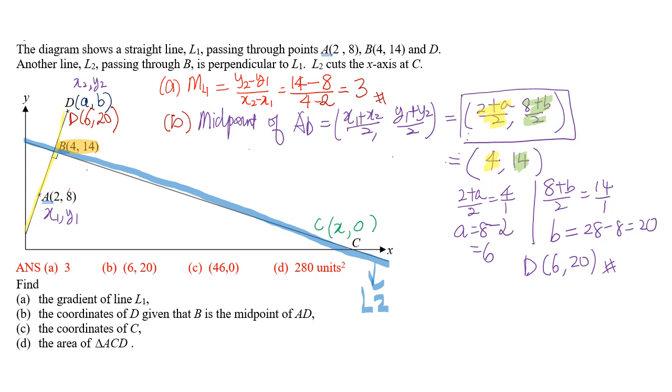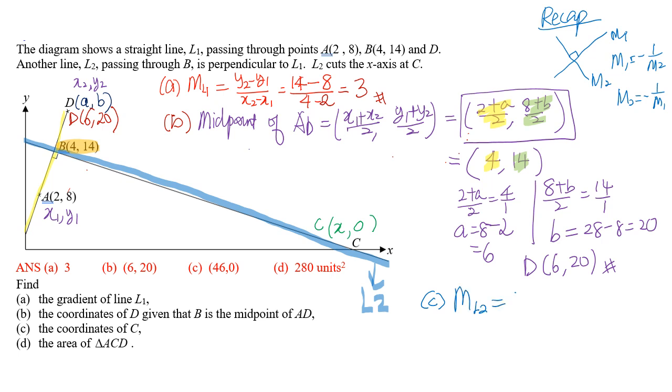If you recall, let's do a recap. If you have two lines that are perpendicular to each other, and the gradient of one line is m1 and the gradient of the other line is m2, then m1 would be -1 divided by m2, or m2 would be -1 divided by m1, depending on which one is given and which one you need to find. The gradient of L1 is 3. Therefore, the gradient of L2, the perpendicular line, will be -1 divided by 3, which gives you -1/3.